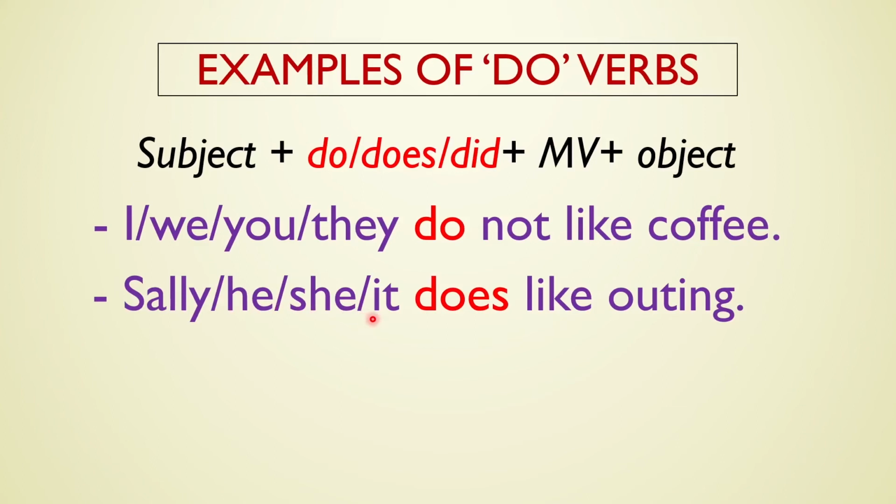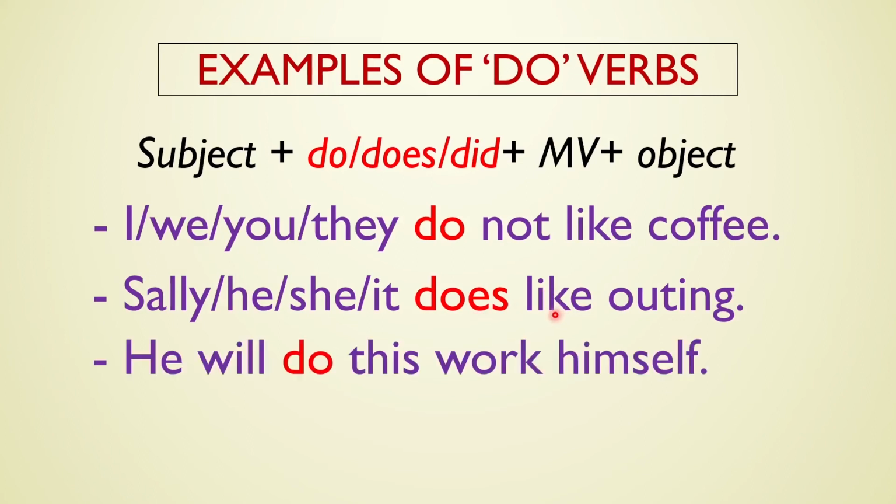So with third person singular form, we use s or es with the verb. So here, does is working as the auxiliary verb, and does is helping like to express the full meaning. And does is used as extra verb here, and it is used to emphasize on the main verb.